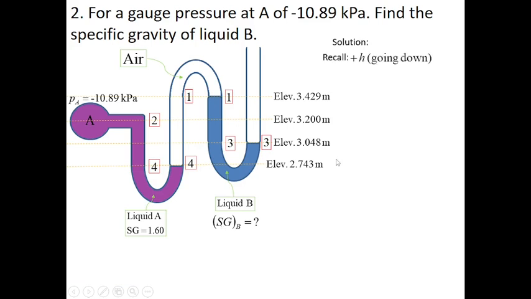So recall, plus h going down, minus h going up. So this will now be the equation. So we started from here, from this endpoint, point 3.